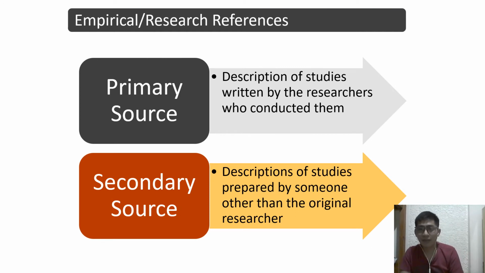Empirical is divided also into two. We have the primary source. The primary source is the description of studies written by the researcher who conducted them. The secondary source is the description of studies prepared by someone other than the original researcher.